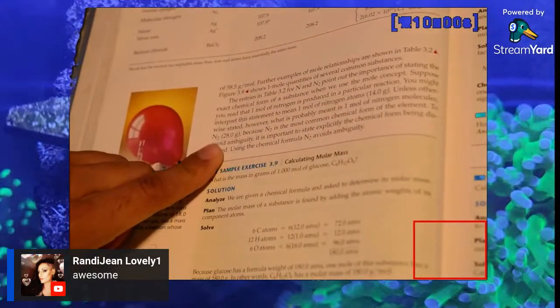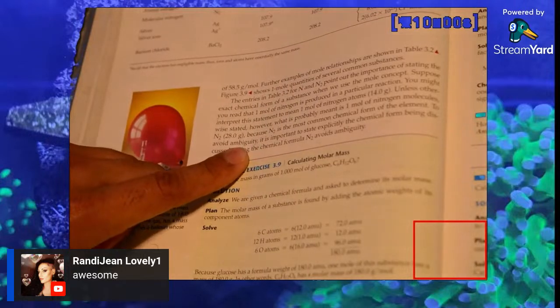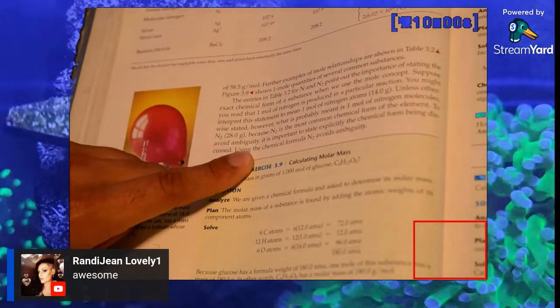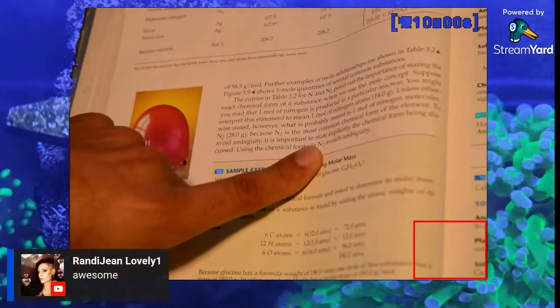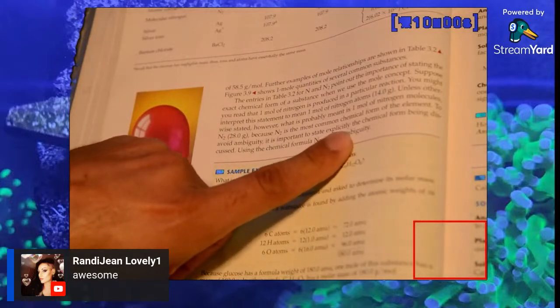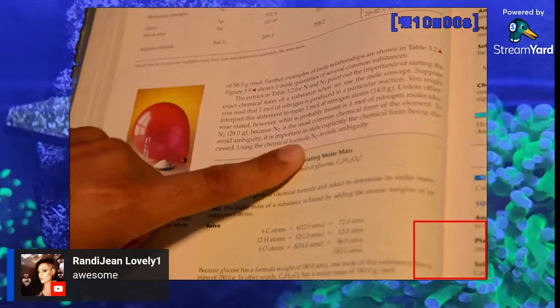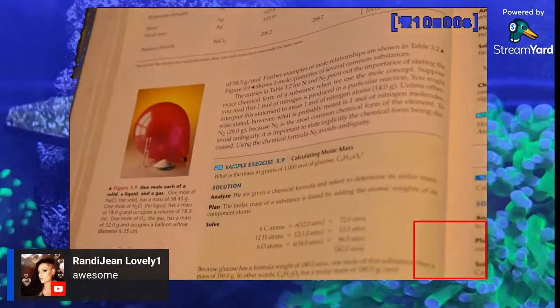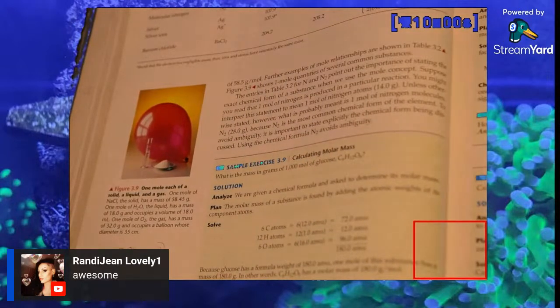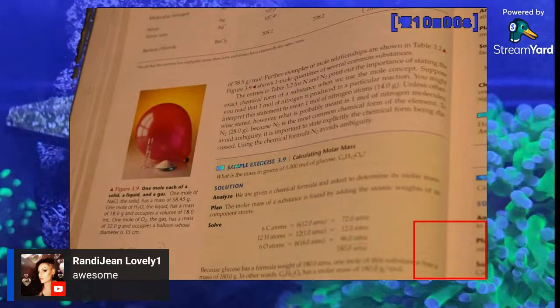To avoid ambiguity, it is important to state explicitly the chemical form being discussed. Using the chemical formula N2 avoids ambiguity. There you go. So what is it saying?